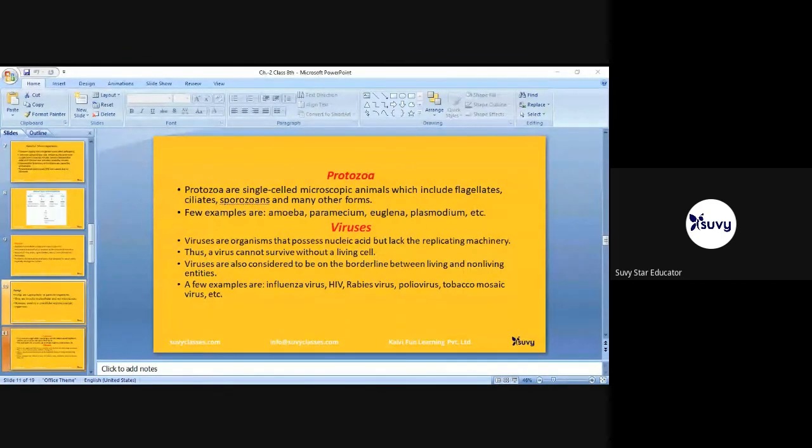So that's why viruses are non-living when they are present in the environment, and when they get in contact with living organisms, they will become living. Understood? Yes, this was the characteristics of viruses.